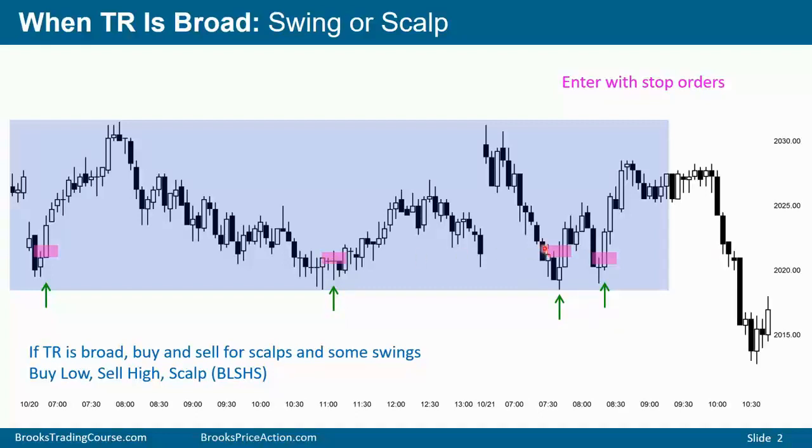Here we have a micro double bottom. We went down on this bear bar. This bar has a bull body, so it went up. This bar has a bear body, so it went down. And now we're going up again. So a micro double bottom, buy above the bear bar or buy above the bull bar.